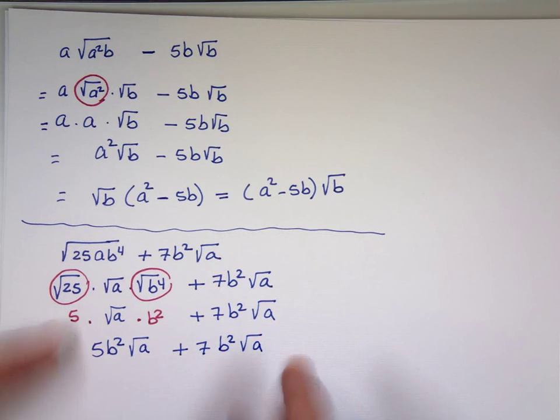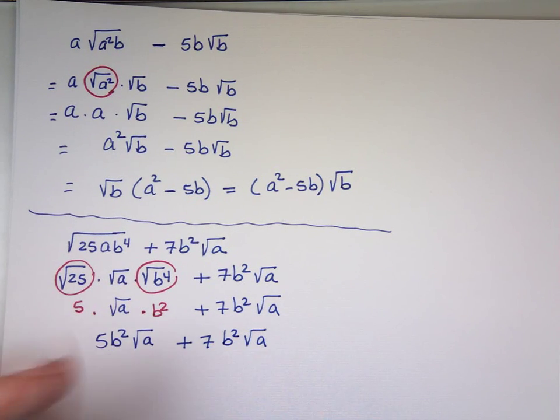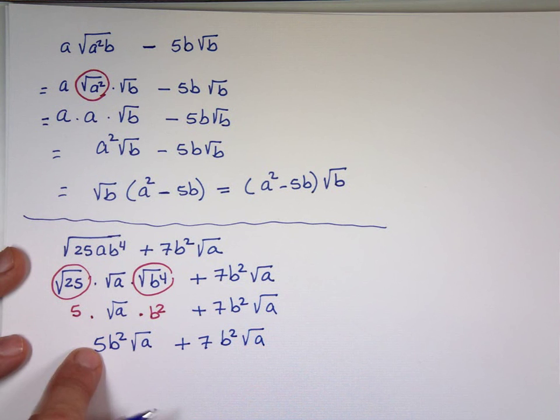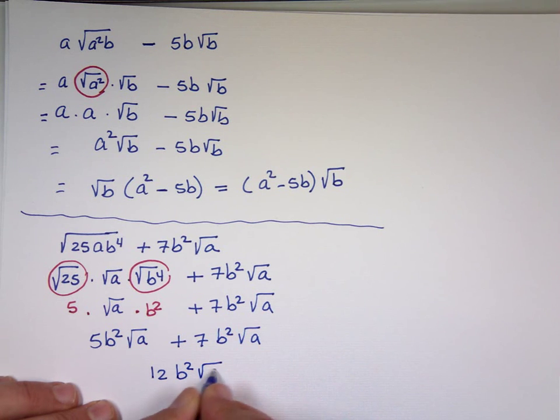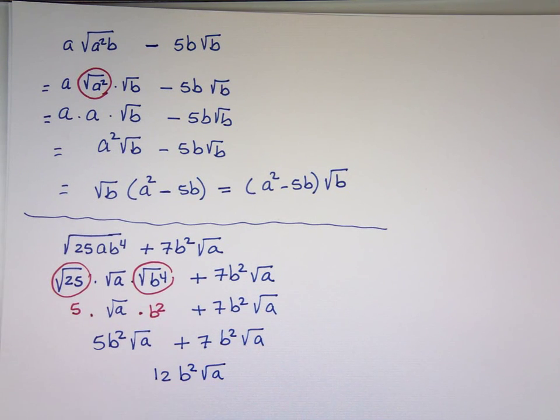Notice these two are identical, so I can combine them. What is 5 plus 7? That's 12b squared, the square root of a. When you add, you don't touch your exponents. You leave them alone. And that's the final answer to this problem.